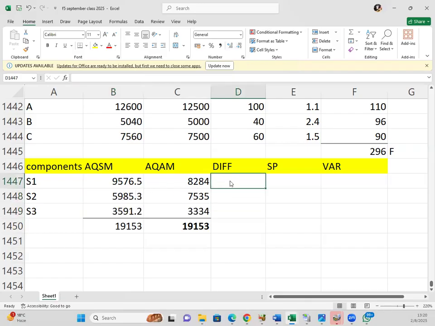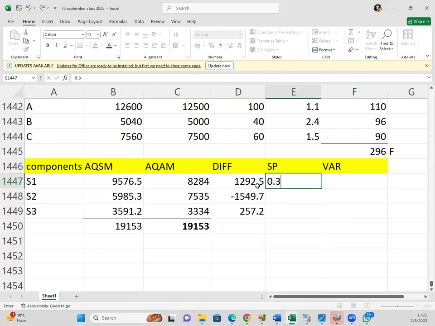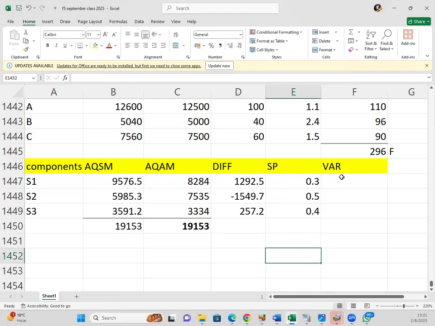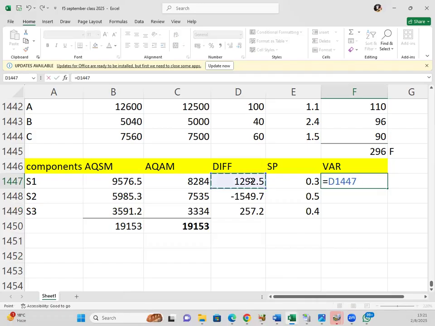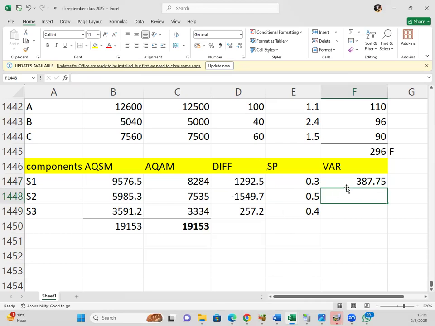So the difference, this minus this. Do that throughout. The standard price, it was what? 0.3, 0.5, 0.4. Then for the variance, you then multiply the difference times the standard price.